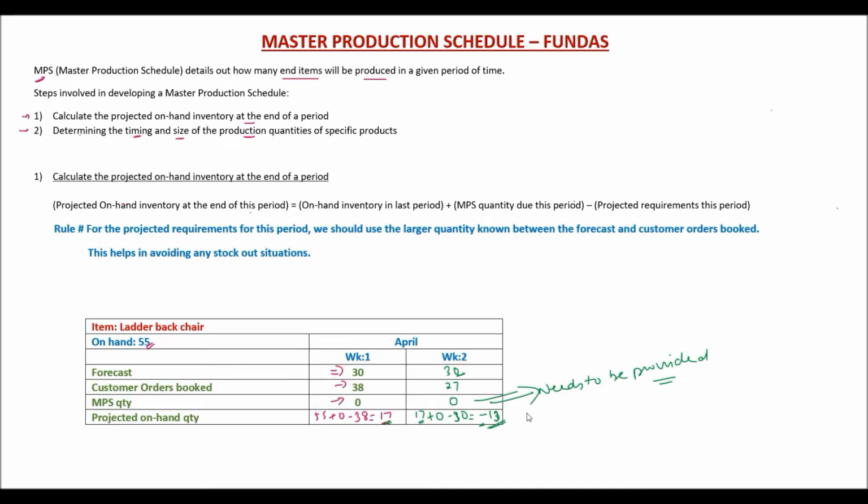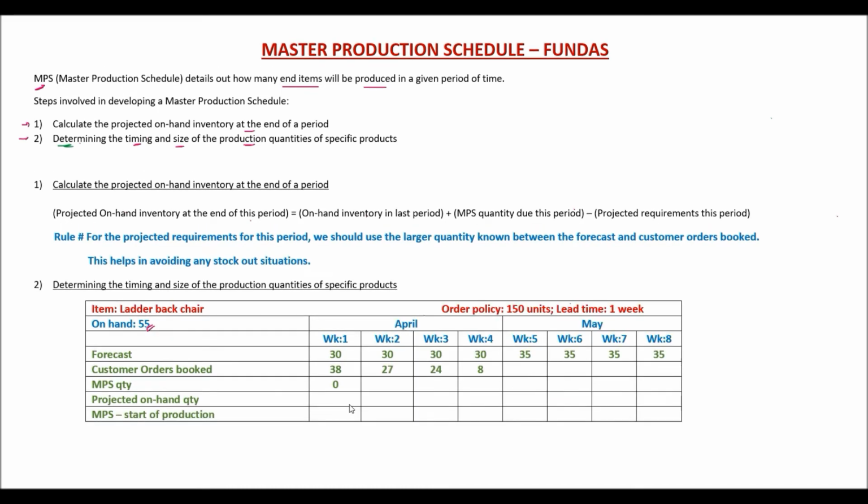So this now leads to our step number 2, which is determining the timing and size of the production quantities of specific products. So let's look at step number 2 now. Now as you can see here, I have created this table. You would call it the MPS table, and we are going to determine the timing and size of production quantities for specific products. So we had seen in week 1 we had 30 forecast, 38 as customer orders booked, 0 MPS, and projected on-hand quantity was 17.